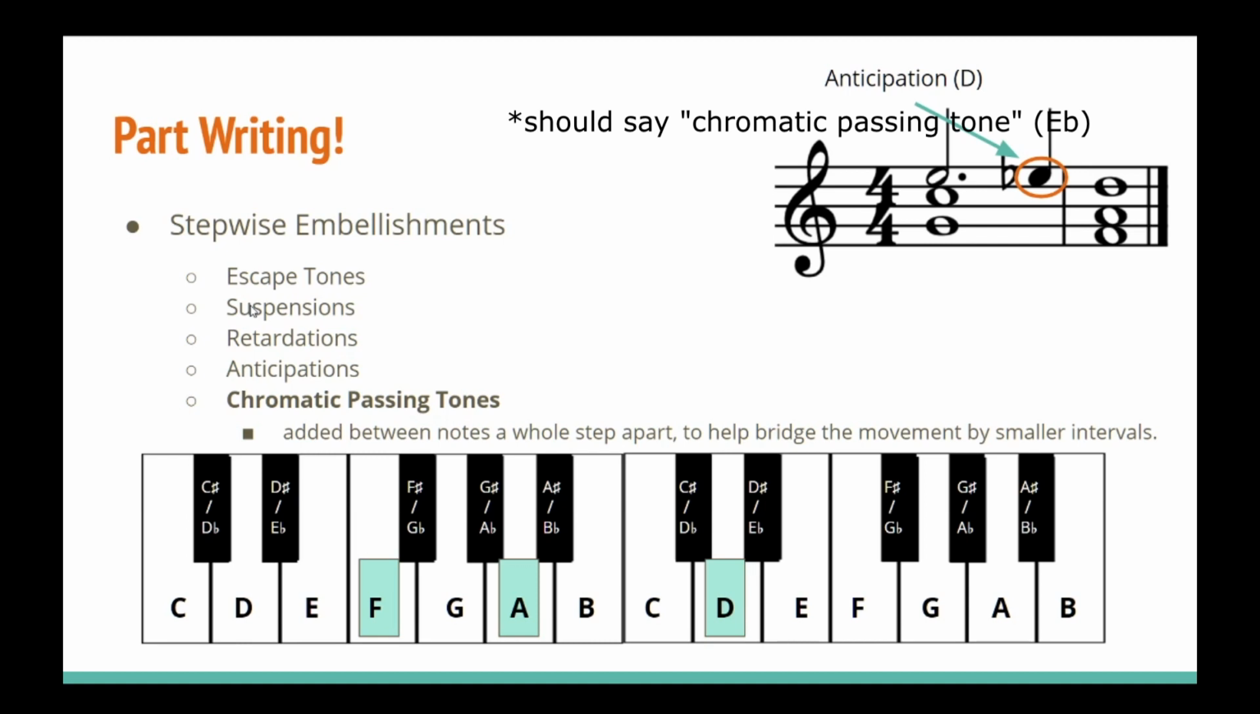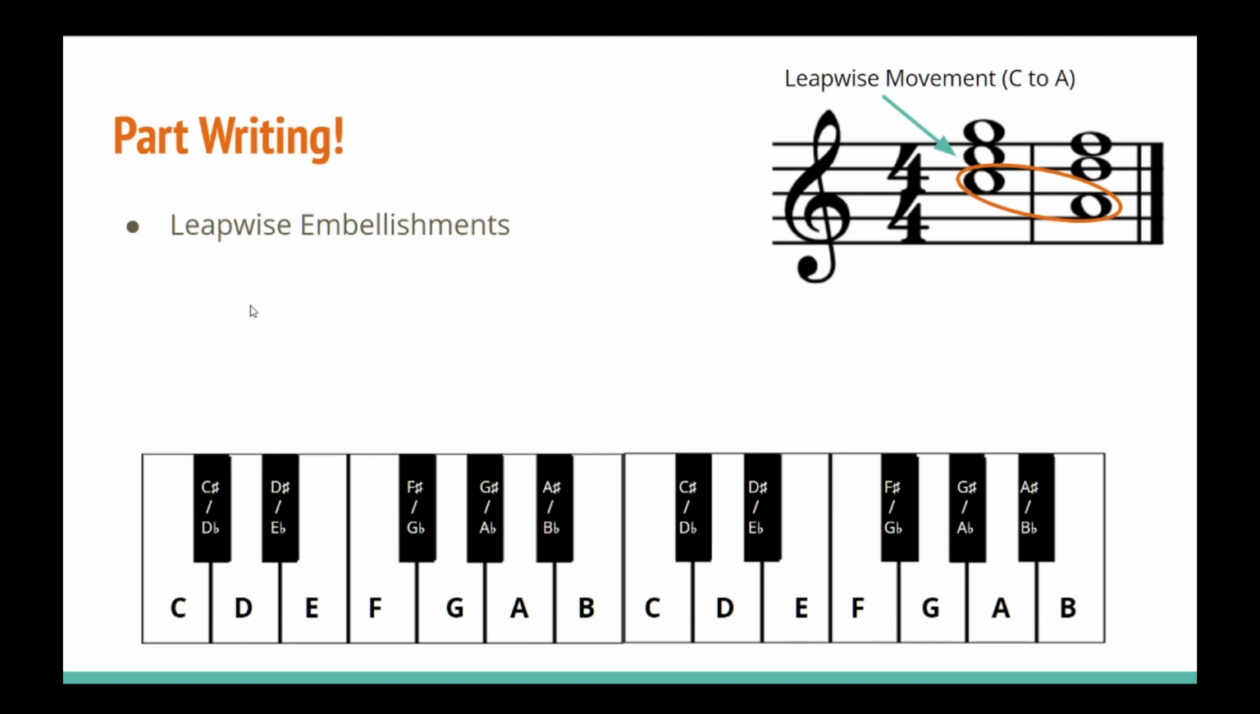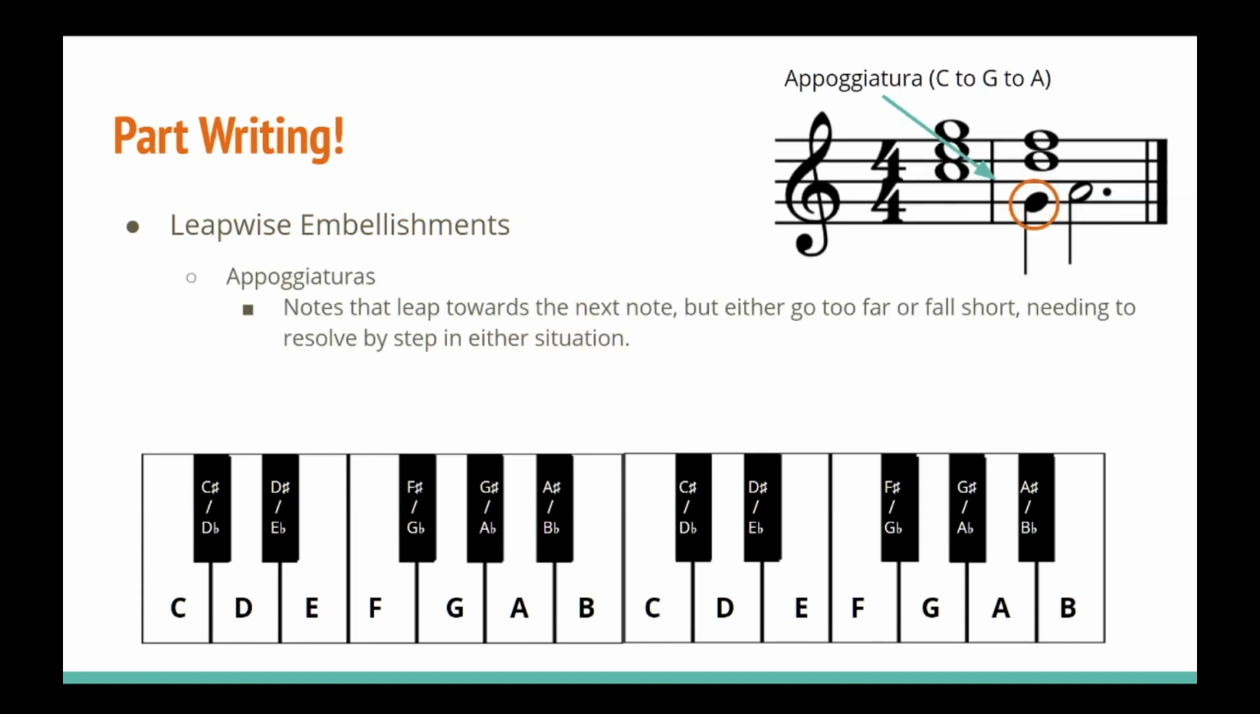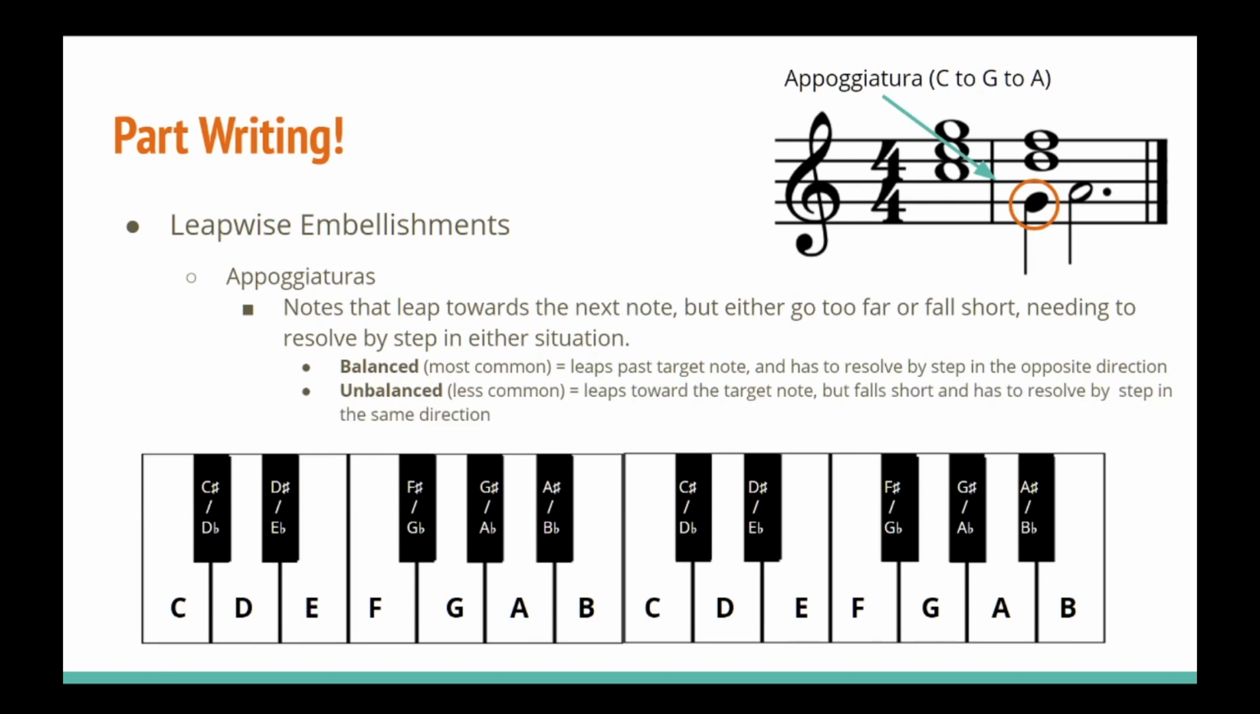Next, let's take a look at what our options are for movements from one note to the next by leap. First up, we have appoggiaturas. These are notes that leap towards the next note, but either overshoot it or fall short, having to resolve by step. If an appoggiatura leaps past the target note and has to resolve in the opposite direction, it's considered a balanced appoggiatura because it moved once in each direction. If it falls short of the target note and has to resolve by step in the same direction, it's called an unbalanced appoggiatura because it had to move twice in the same direction.